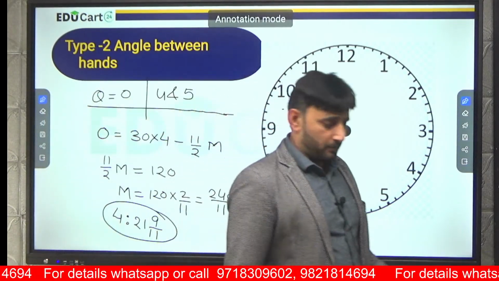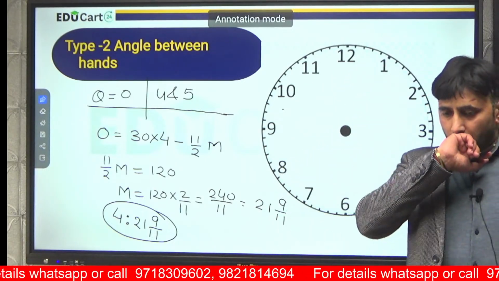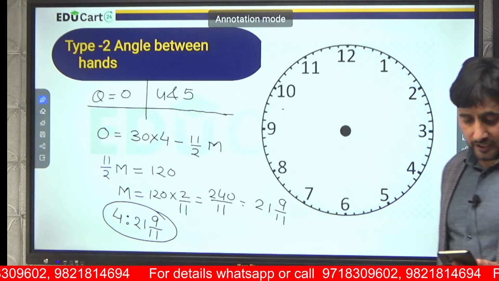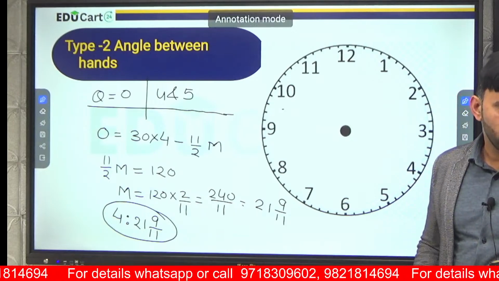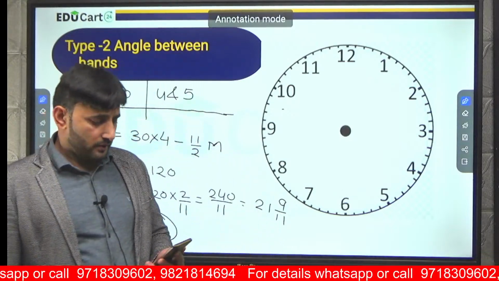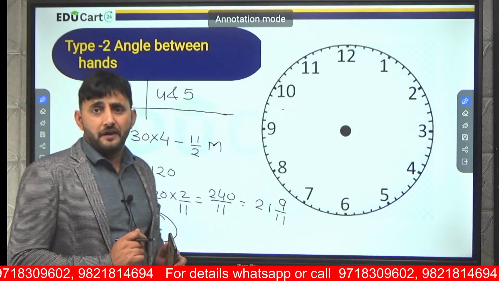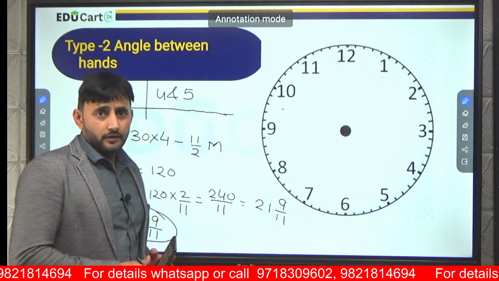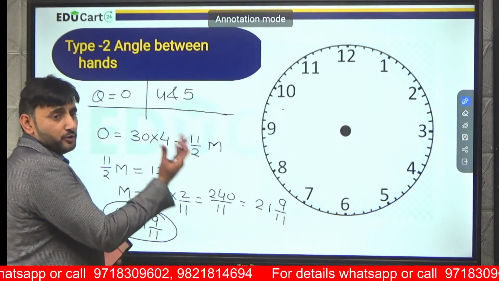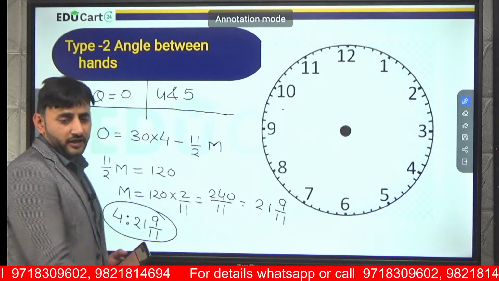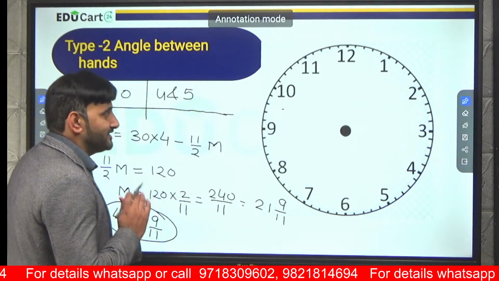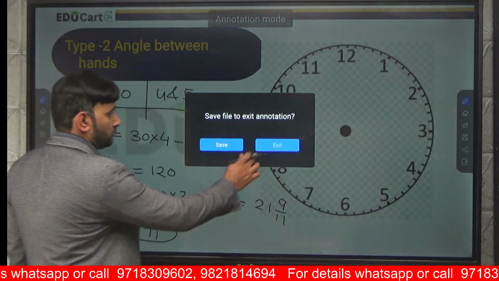Tell me, children, is it clear or should I repeat? Quickly reply my dear. Yes, is it clear? We have to find a time between 4 and 5 o'clock, so the value of h should be 4. They are overlapping, it means theta is 0. If they are together, then no one is ahead, so you can use any of these two formulas and you will get the answer 4:21 9 by 11. So if you understand this concept, then please attempt some questions.